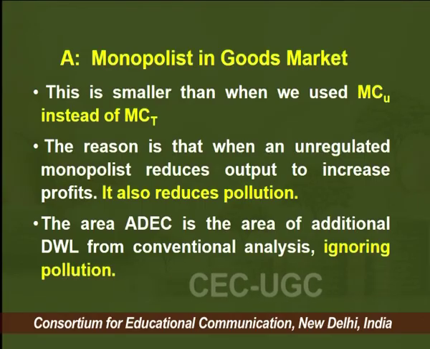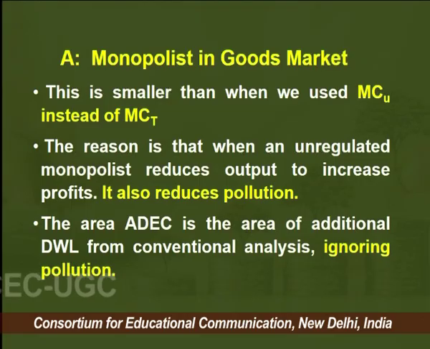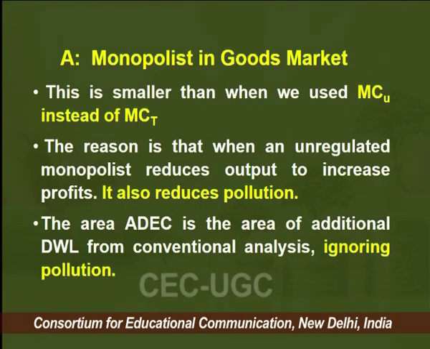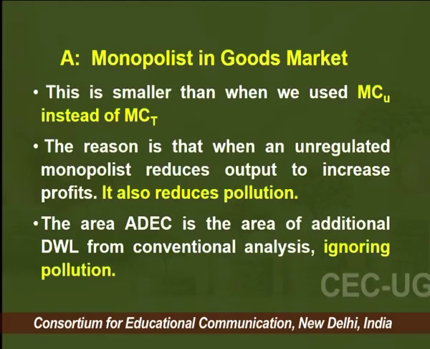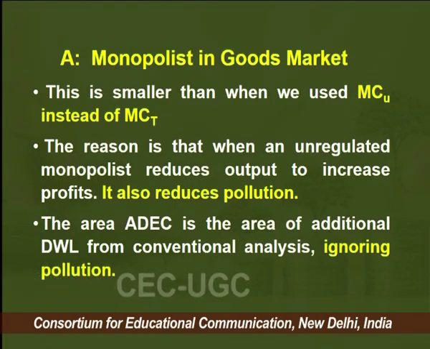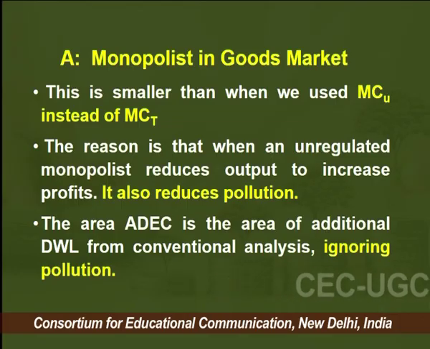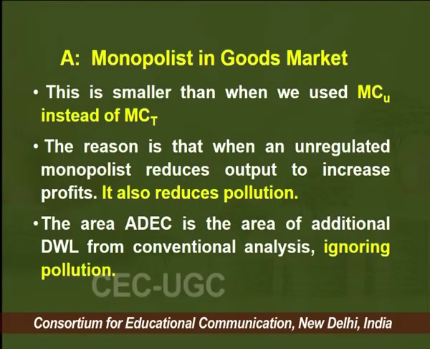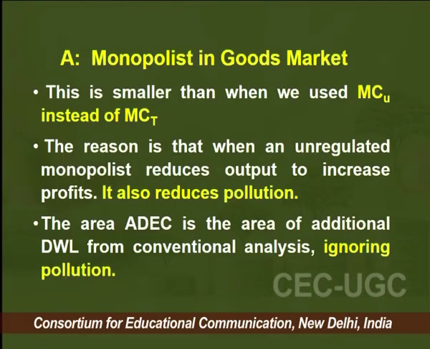The reason is that when an unregulated monopolist reduces the output to increase the profit, it also reduces the pollution. As you can see, the pollution has also been reduced if you reduce the output, because output and pollution are proportionally related. Therefore, it is automatically reduced, and once you reduce pollution, you have taken care of the cost of pollution, and therefore the deadweight loss also gets reduced. The area of ADEC is the area additional to the deadweight loss of conventional analysis, ignoring the pollution.